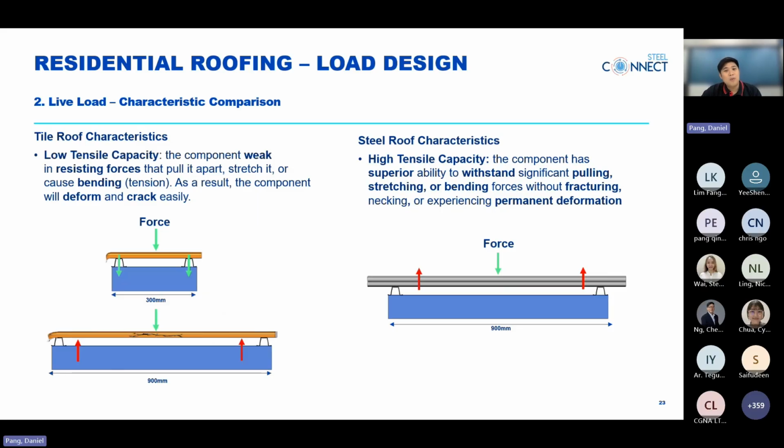Now we talk about characteristic comparison between tile and steel roof. So firstly, tile roof have a low tensile capacity, meaning that the component is weak in resisting forces that pull, stretch, or bending, making it easily deform or crack.